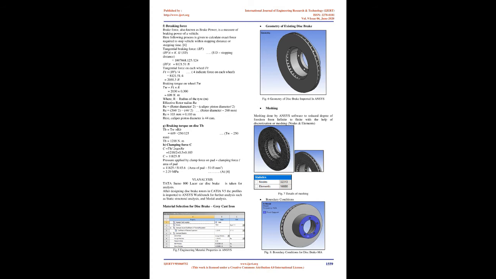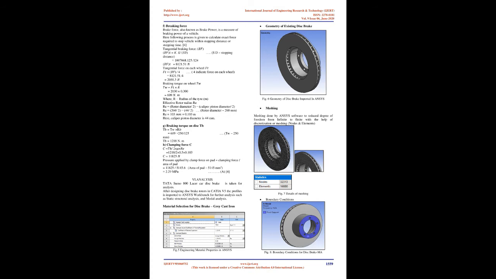Meshing. Meshing is done by ANSYS software to reduce the degrees of freedom from infinite to finite with the help of discretization, or meshing, into nodes and elements. Fig. 7, details of meshing. Boundary conditions. Fig. 8, boundary conditions for disc brake modal analysis. The disc brake is fixed at one end to determine the mode shape and natural frequency.